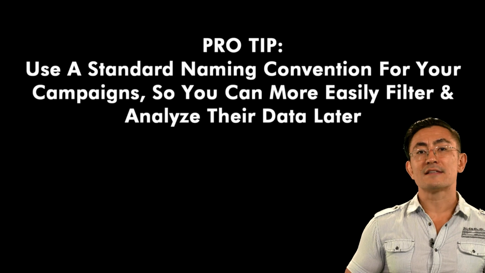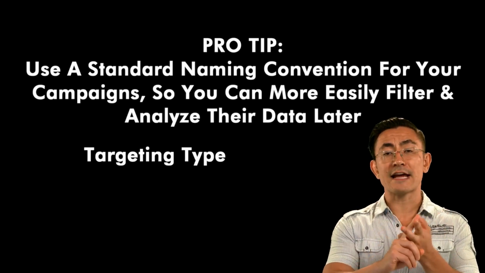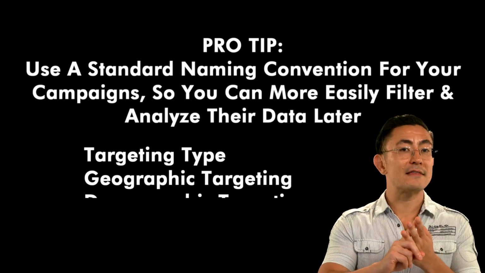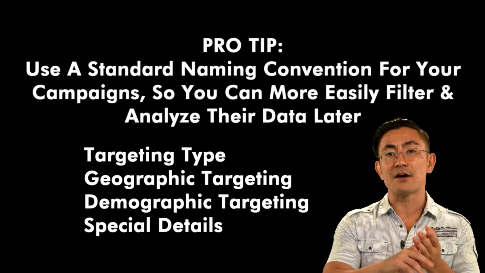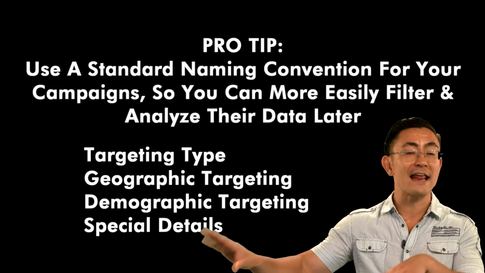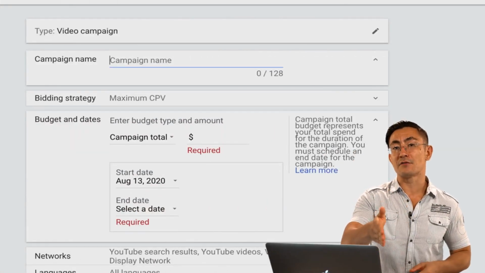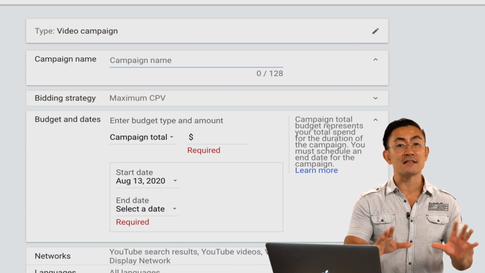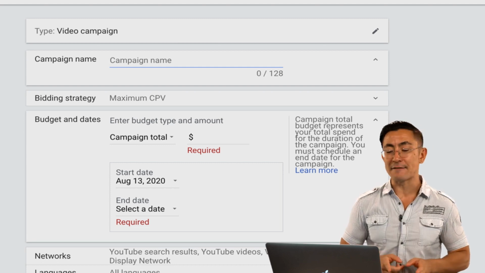What I usually do is I name my campaigns, first of all, by the targeting type, second of all, by the geographic targeting in that campaign, third of all, by the demographic targeting in that campaign, and then fourth, if there's any special details that are unusual about that campaign, I'll either put that in brackets or I'll put that at the end of the campaign name. Let's say, for example, you want to see how your video discovery campaigns are doing. What you could do is just search for a campaign name contains video discovery, and you can see it at a glance. So very important that you follow a naming convention.